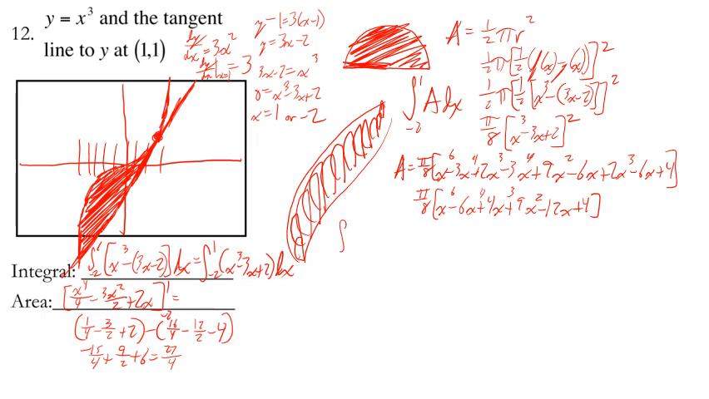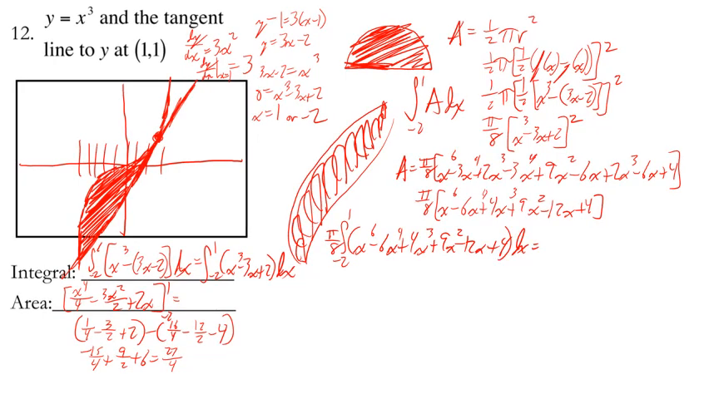Now we're going to integrate from -2 to 1. We have that whole thing there: x to the 6th minus 6x to the 4th plus 4x to the 3rd plus 9x squared minus 12x plus 4 dx. Great. Then you can do that by hand, or you can plug it into your calculator. Either way, you're going to get the volume of the whole shape. Now, here's the thing though. That's one part. That's how you find the actual volume.